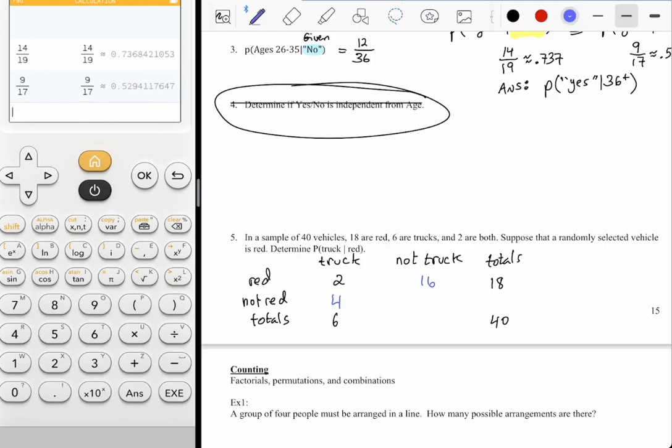If there are 18 red vehicles and there's 40 vehicles overall, that must mean that the other 22 vehicles must not be red. If 4 of the non-red vehicles are trucks and there's 22 overall, it must mean that 18 of those other colors, not red, must be not trucks.